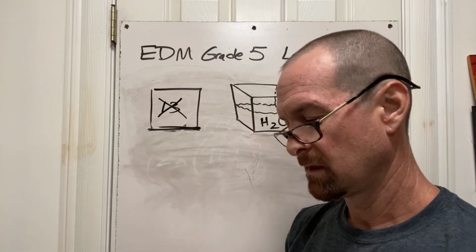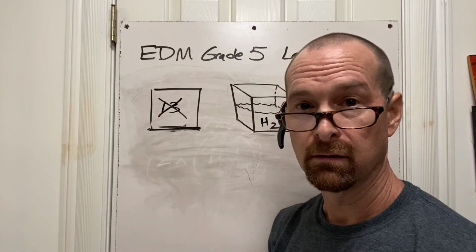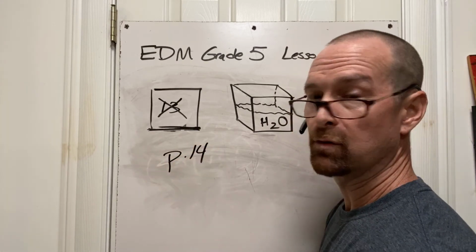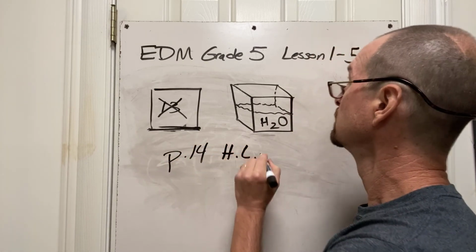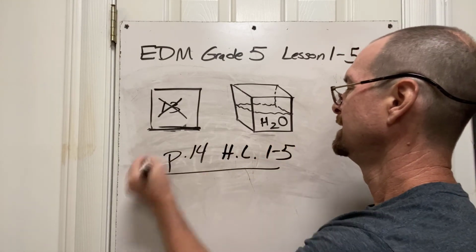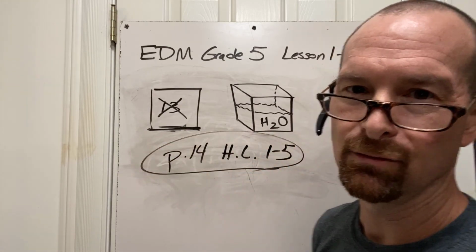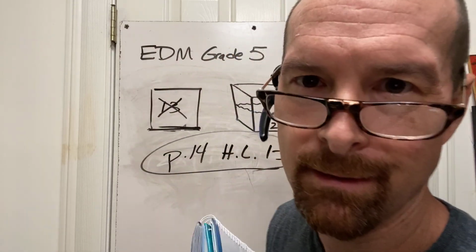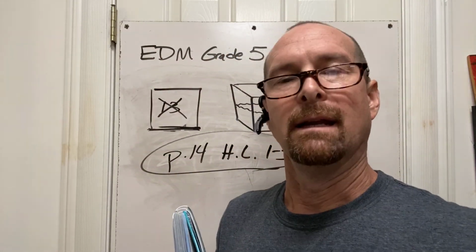Okay. However, you are going to do page 14, which is the math box. So do page 14 and do your home link 1-5. That's it. Only 2 things to do by math time. It's ridiculous. That's too easy. All right, I'm going to stop talking now.